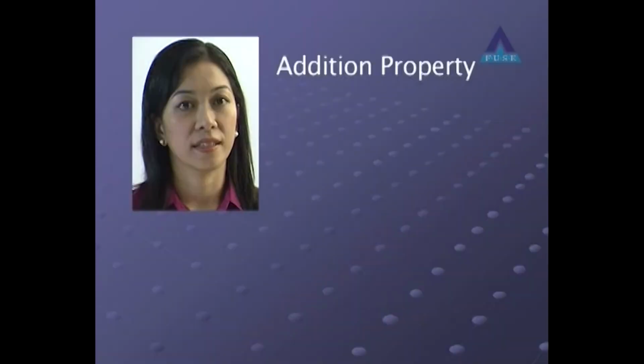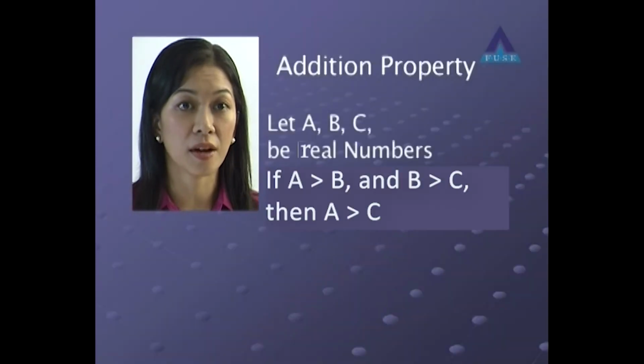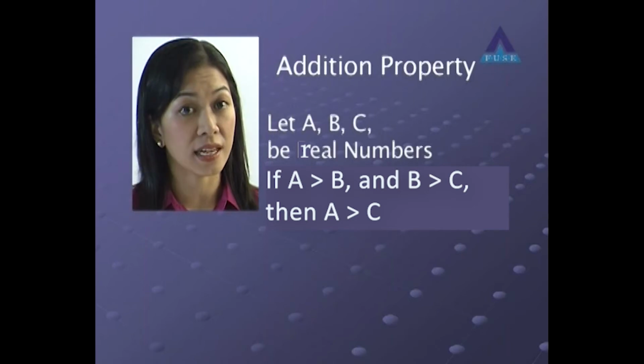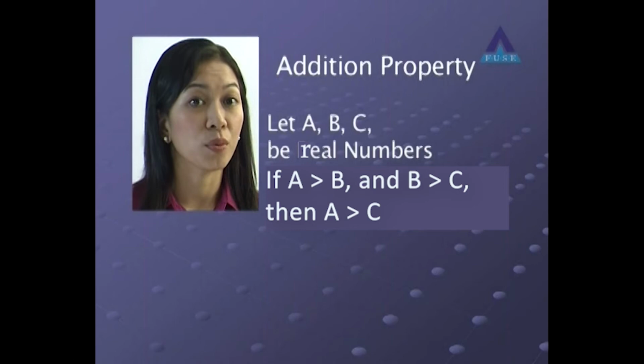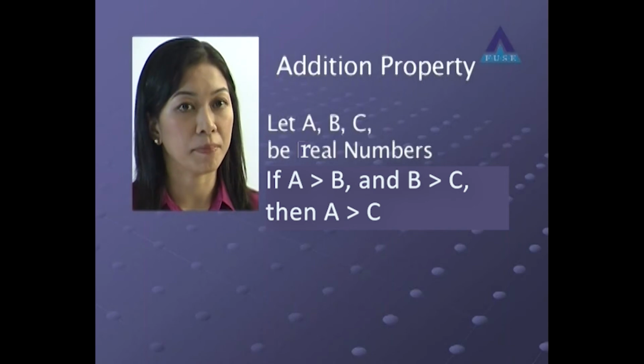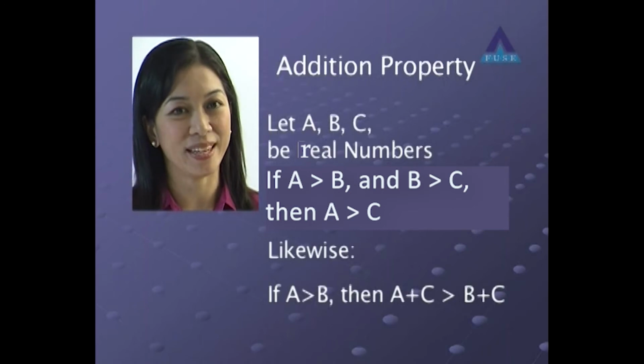This is the addition property of inequality. This property states that given any three real numbers, A, B, and C, if A is less than B, A plus C will still be less than B plus C. The same thing happens when A is greater than B.